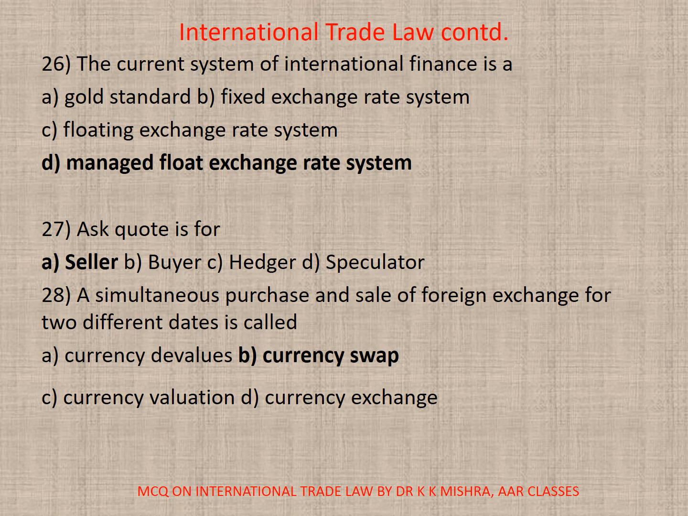25. The Bretton Woods Accord, correct option C, of 1944 formulated a new international monetary system after the collapse of the gold standard. 26. The current system of international finance is a, correct option is D, managed float exchange rate system. 27. Asked quote is for, correct option is A, seller. 28. A simultaneous purchase and sale of foreign exchange for two different dates is called currency swap. Correct option is B.